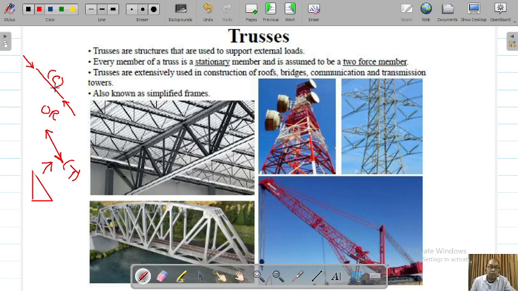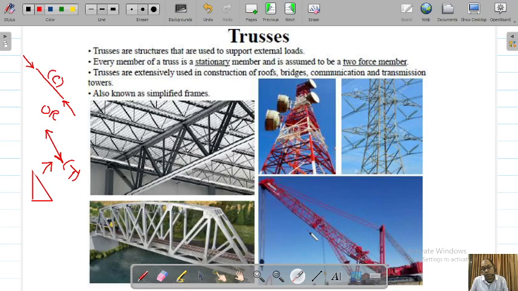Every member of a truss is stationary. Trusses are extensively used in construction. They are used in roofs, bridges, communication towers, and transmission towers. They are basically a simple version of frames. They are not frames, but very simple, because their calculations are very easy compared to frames. This is a roof truss, and this is a bridge truss.